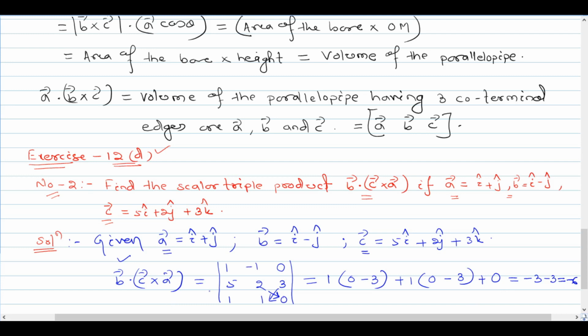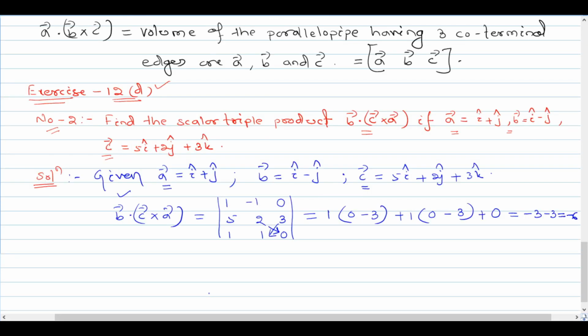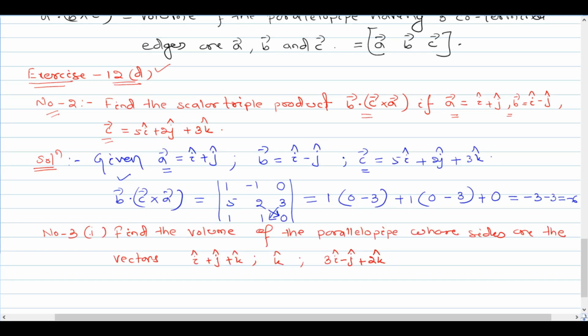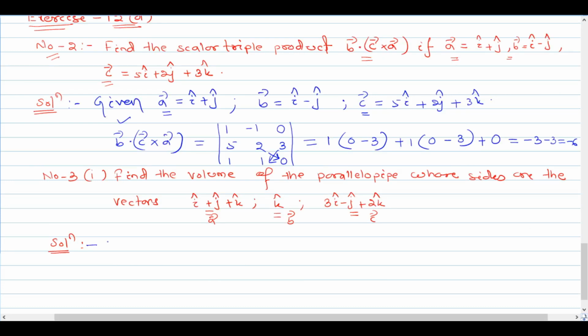Next bit, do it yourself. Now we will take question number 3, bit 1: find the volume of the parallelepiped whose sides are vectors i cap plus j cap plus k cap, 3 i cap minus j cap plus 2 k cap. That means this one is the a vector, this one is the b vector, and this one is the c vector. First you write the given condition.